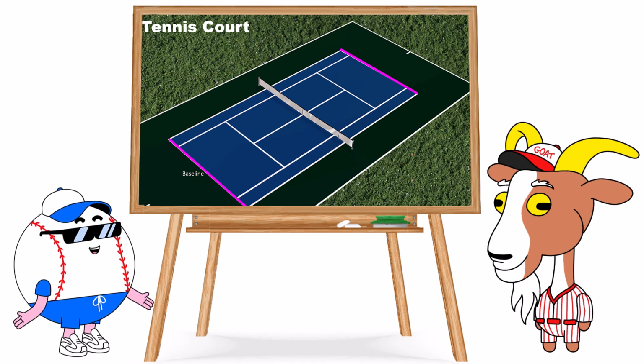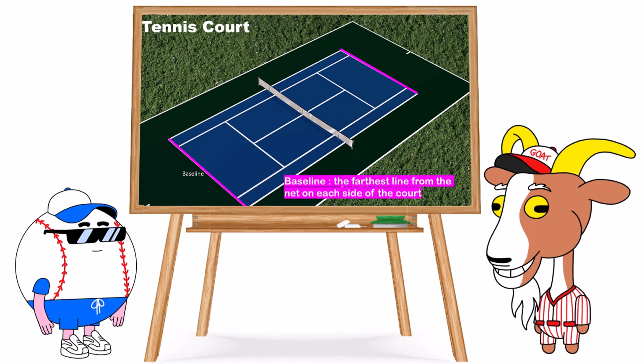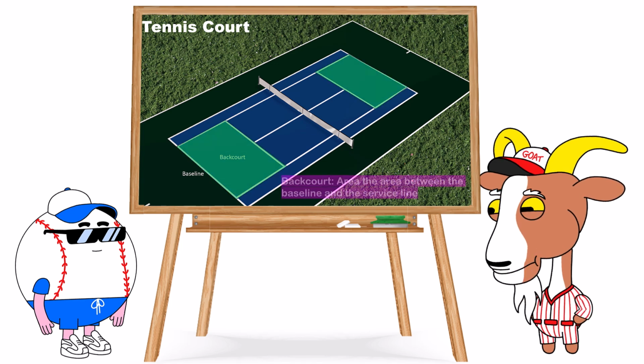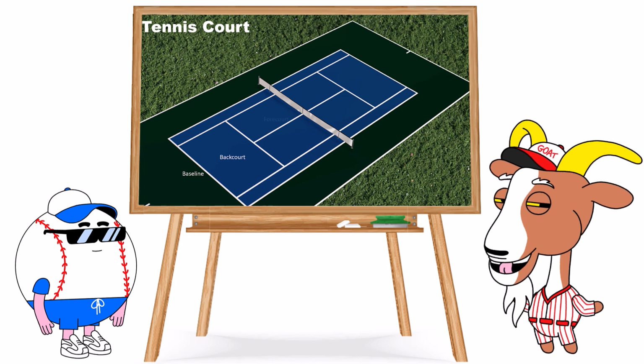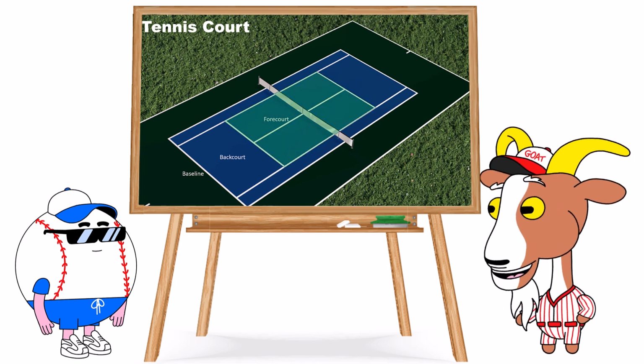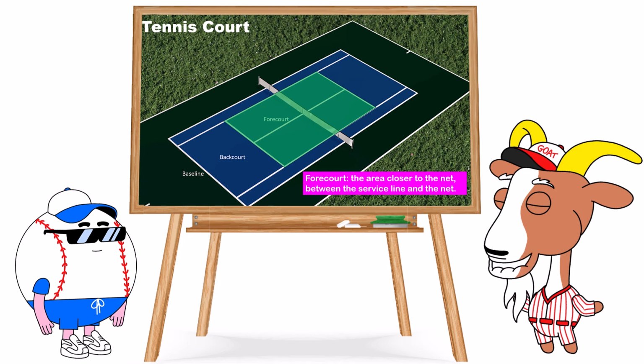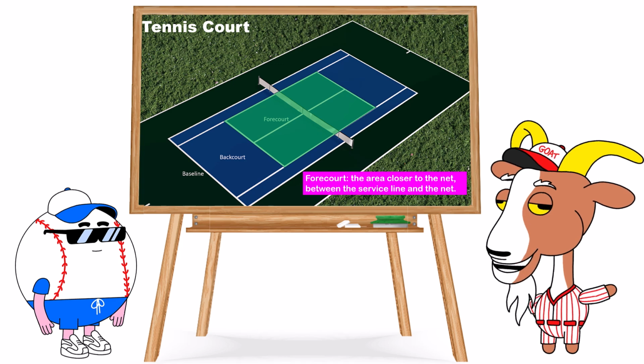Okay, got it. What about the backcourt and forecourt? Great question. The backcourt is the area between the baseline and the service line. This is where players often rally from. The forecourt, on the other hand, is the area closer to the net, between the service line and the net itself. This is where you'd be if you're playing more offensively, often for volleys.